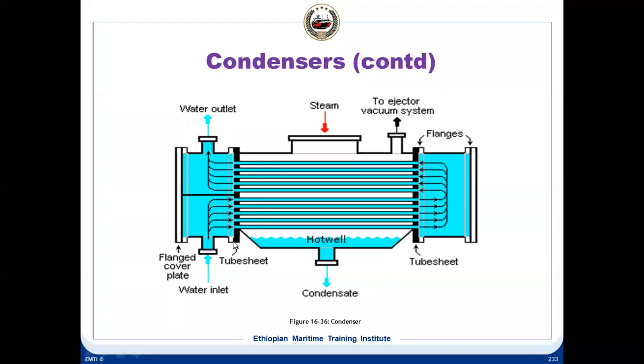These flanges, obviously, have to have jointing which is absolutely gas tight, because otherwise, if you have air leaking in for some reason, then the efficiency of the condenser, and therefore the efficiency including the turbine, will drop. So the jointing here has to be absolutely gas tight.